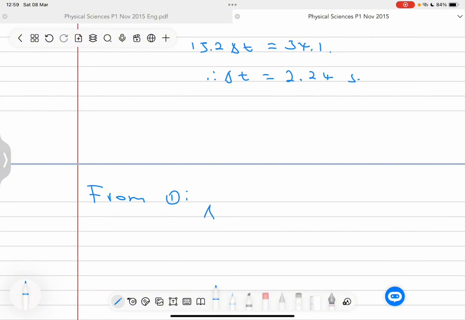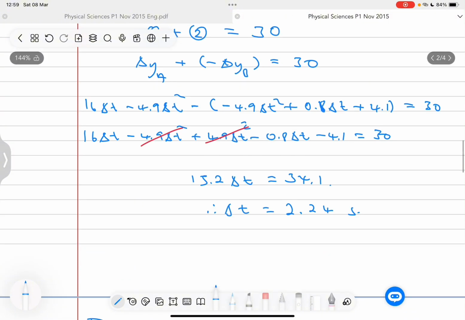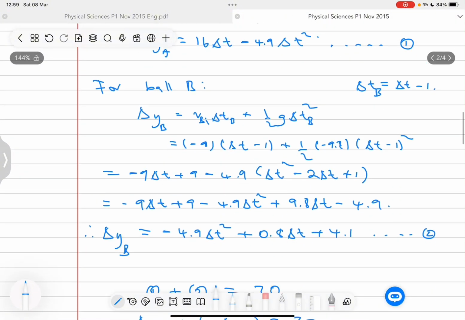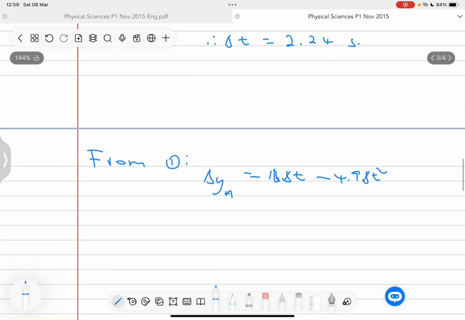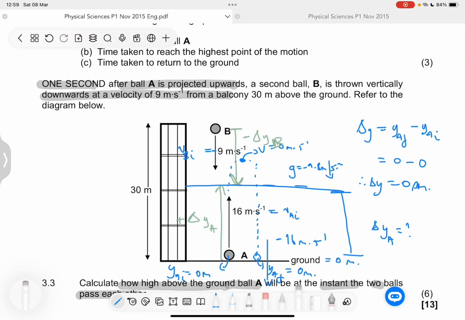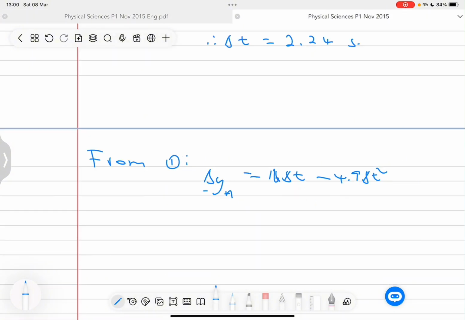So that means I'm going to say from equation 1, we are going to have the height of ball A defined as 16 times change in t minus 4.9 change in t squared. This is just equation 1. And at this stage, I'm just going to substitute the time at which the ball will be at this height. That should give me that height, because remember, we said this formula assists us to get the height at any time.